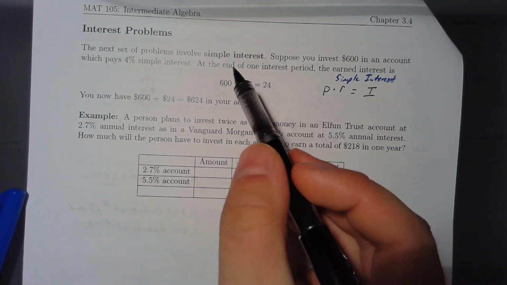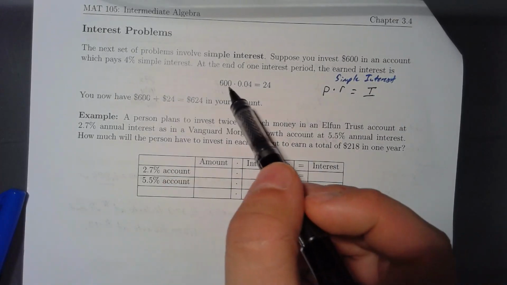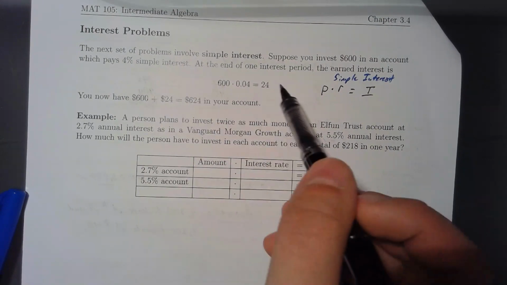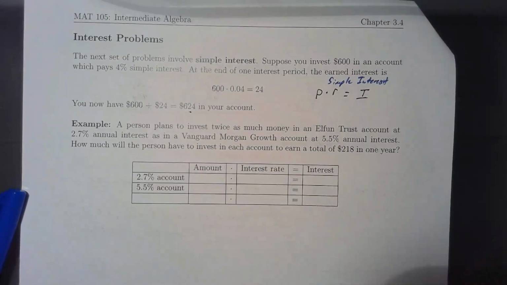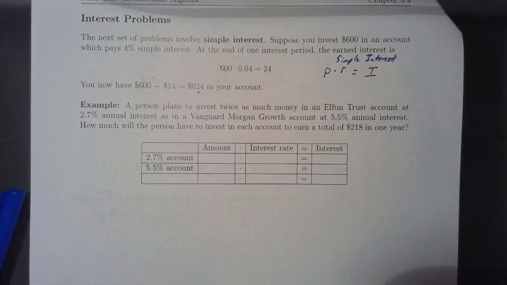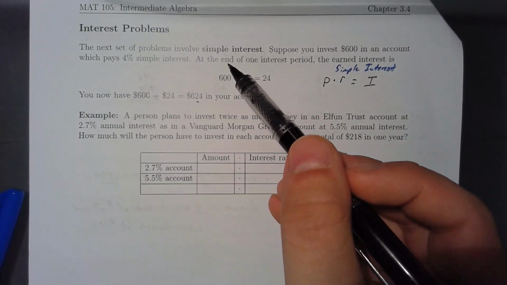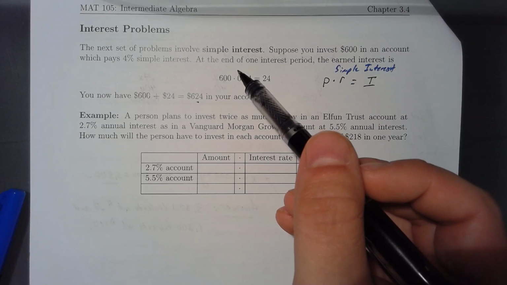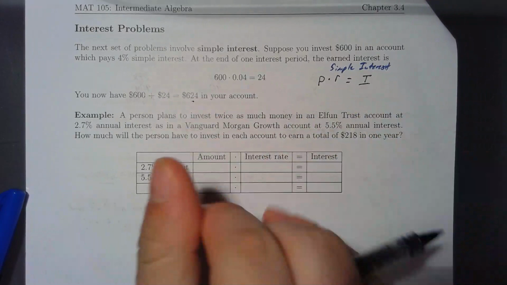So in this example here, if you invested $600 and you multiplied it by the interest rate, which is 4%, so it's 0.04, you're going to make an interest of $24. So your principal plus the 24, now you have $624 in your account. That's basic interest. If you take college algebra, you'll see other types of interest, compounded interest, continuous interest. I don't want to get ahead of myself, but yeah.